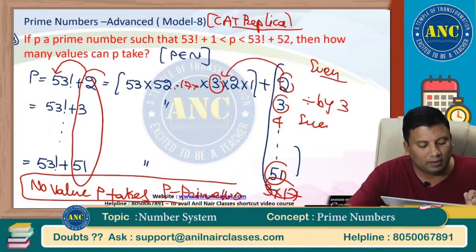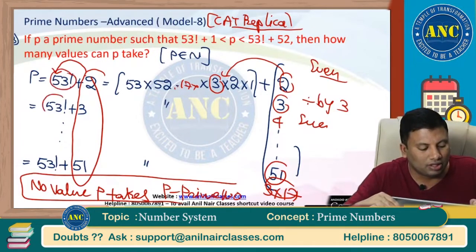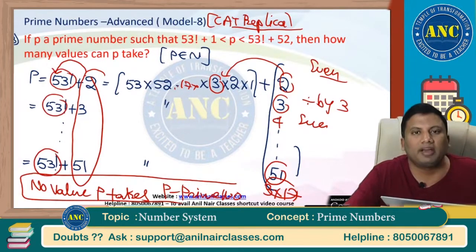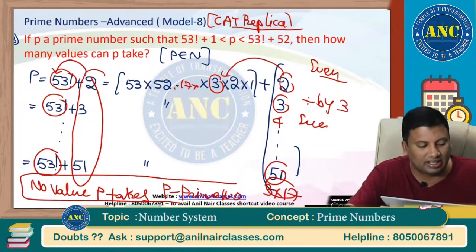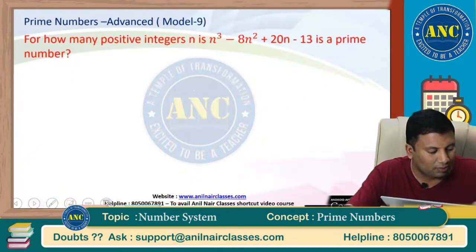53 factorial plus 2, plus 3, up to plus 51: divisible by 2, divisible by 3, divisible by 51. Because in 53 factorial, 3 will come, 17 will come. Third question, I hope it is clear.